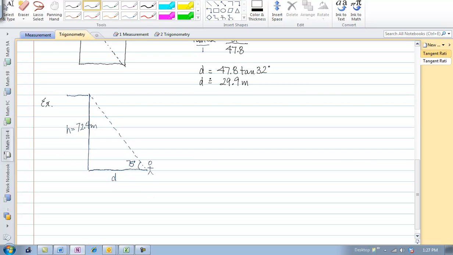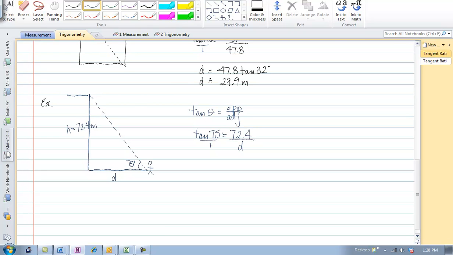So let's take a look then. So once again, we have the opposite of the angle and the adjacent. So again, we're looking at the tangent ratio. So tan of theta is equal to the opposite over the adjacent, or tan of 75 in this case is, and the opposite we have this time, that value is 72.4 meters over the adjacent that we're missing, which is D.